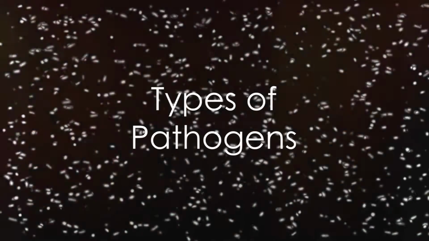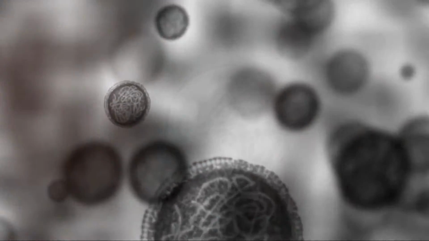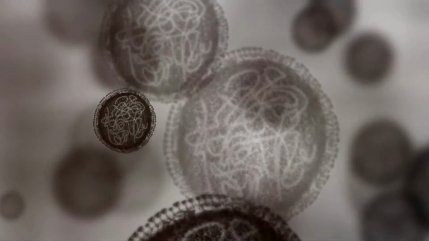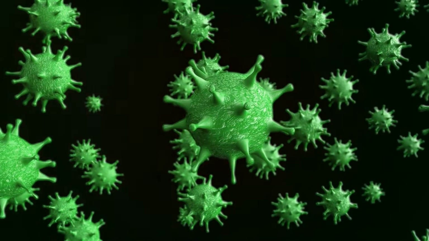Pathogens come in different shapes and sizes. That's right, not all pathogens are created equal. There are 4 main types of pathogens we'll explore today: bacteria, viruses, fungi, and parasites. Each of these has unique characteristics and are known for causing specific types of diseases. Let's kick things off with bacteria.